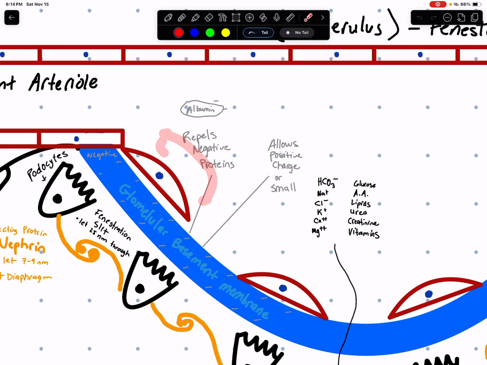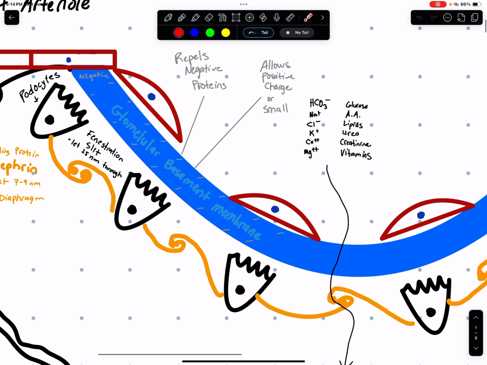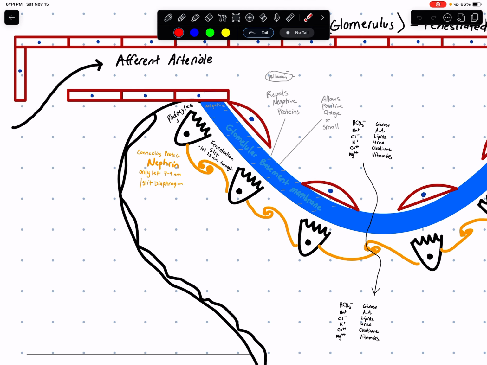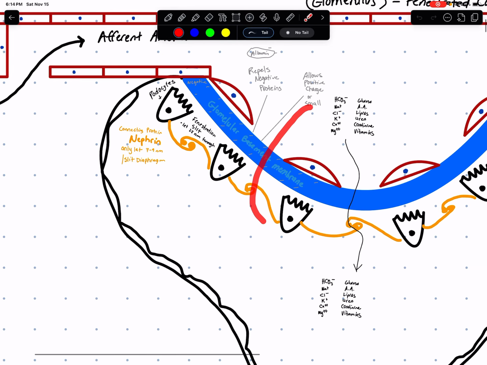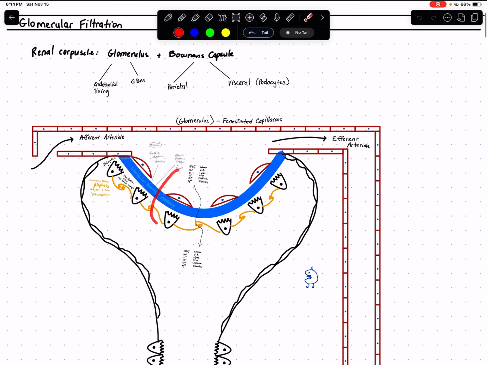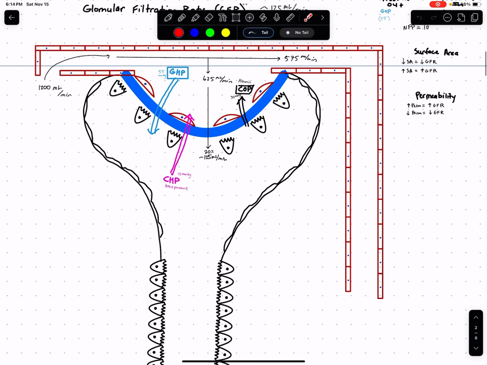So that leaves the only things that can go through are anything that is either really small and has very little charge. So things that can go through are sodium, chloride, potassium, calcium, magnesium, sodium bicarbonate, glucose, amino acids, lipids, urea, creatinine. Those types of things are going through here, and that is your glomerulus.